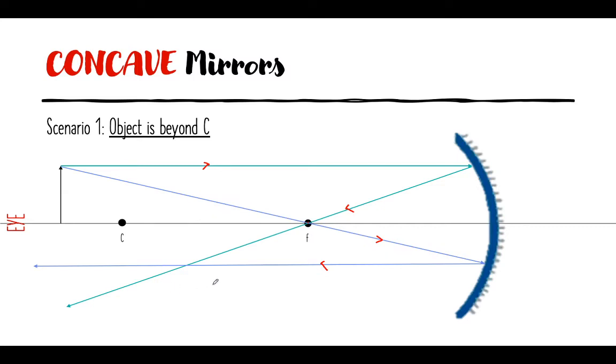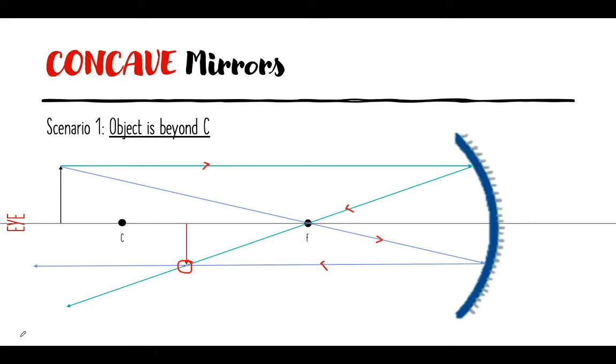Now where these two lines meet, specifically this point right here, that is going to be where the top of my image is going to be. So I've got an arrow right here. The top of my arrow is going to be where these two lines meet. And that's how I'm going to draw my image.